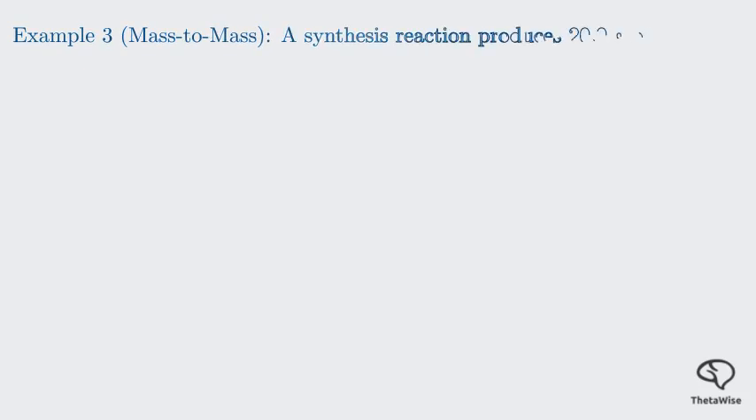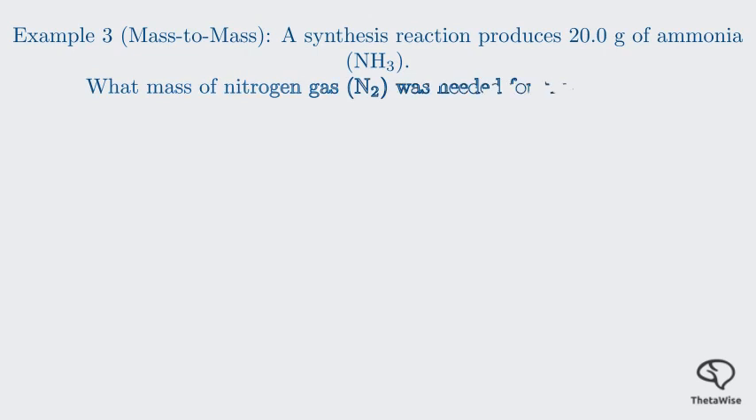Our final example in this section is the most comprehensive, a mass-to-mass stoichiometry problem. This is a very common type of calculation in chemistry. The question is, a synthesis reaction produces 20.0 grams of ammonia, NH3. What mass of nitrogen gas, N2, was needed for this reaction?